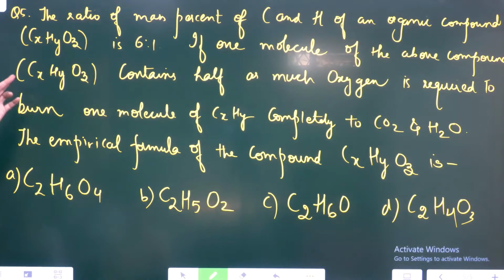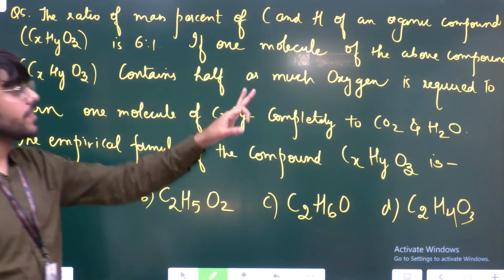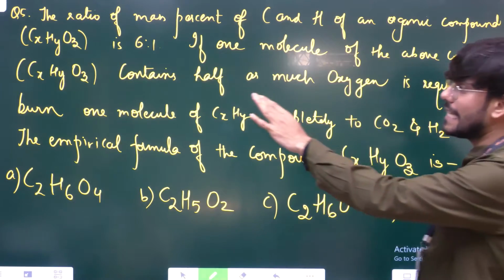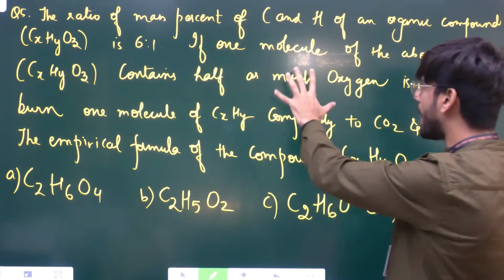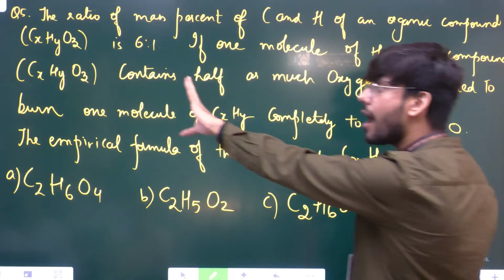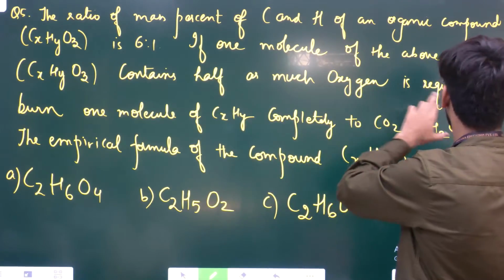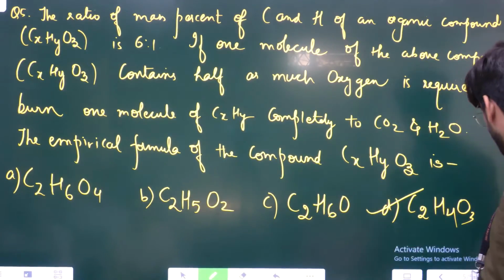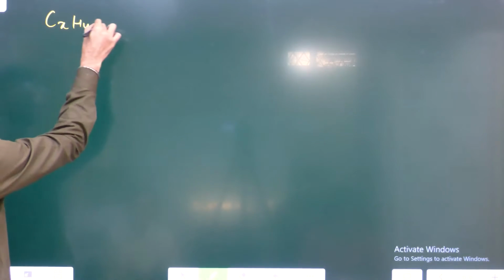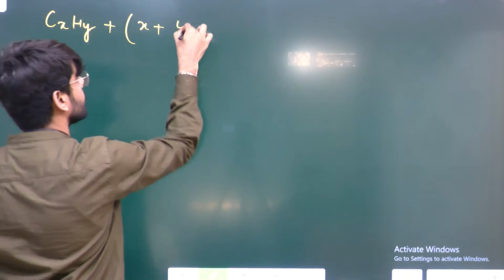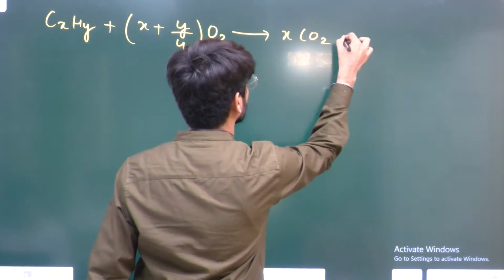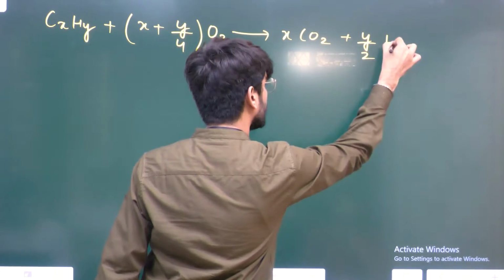Okay. See. Alright. If one molecule of the above compound CxHyOz contains half as much oxygen, which is required to burn this molecule completely. चलो, तो पहले हम वही वाला molecule ले लेते हैं. अब ये देखो, आपको कल ही बताया था ये general reaction. याद है? Yes or no? The general reaction.